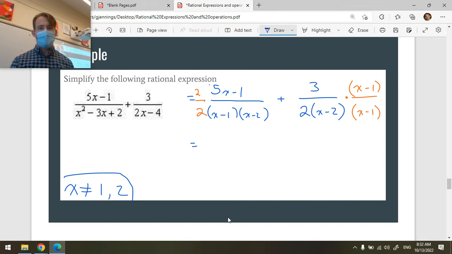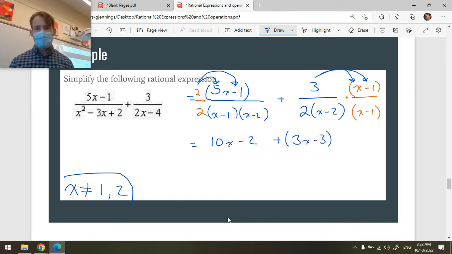2 times 5x minus 1. Put a bracket here so that you remember to distribute this 2 to all the terms there. So that will be 10x minus 2 plus, and then we could put this in brackets here, distribute this 3 into that bracket, because we want to multiply the top times the top. So that's 3 times x minus 1, which will be 3x minus 3. All divided by our new fancy-dancy common denominator, 2 x minus 1, x minus 2.